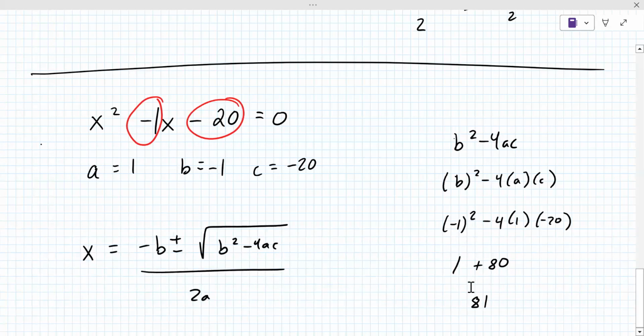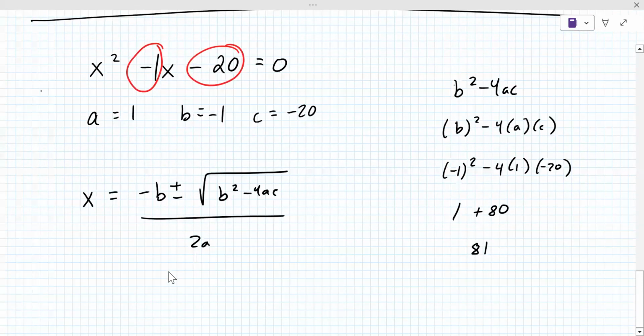Okay, you've already got that part under the square root. You have the value of b and you have a. Can you finish it off from here? Yeah.